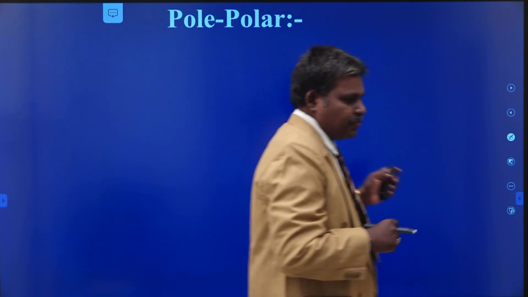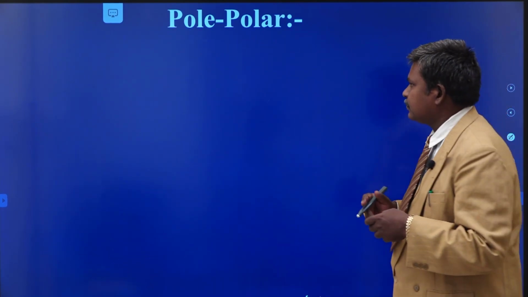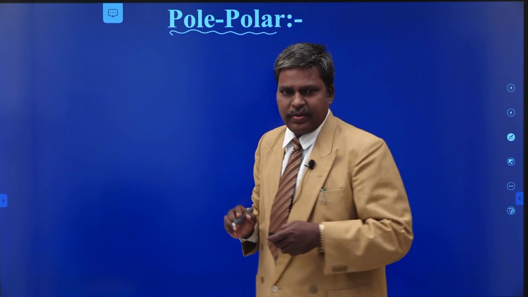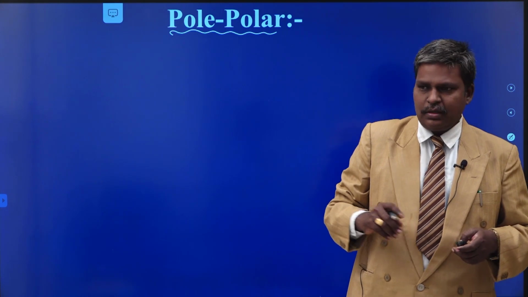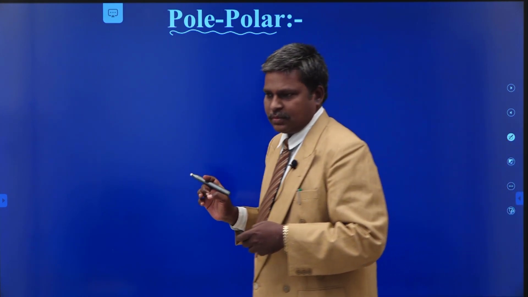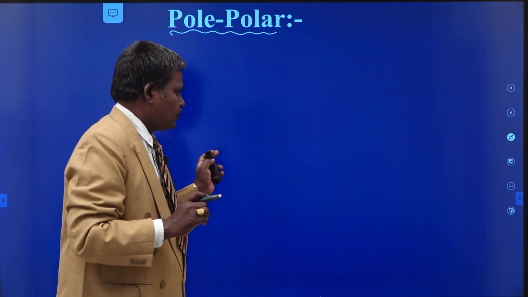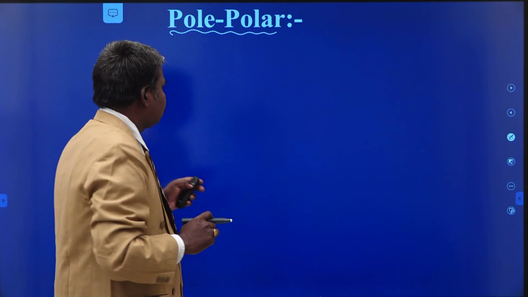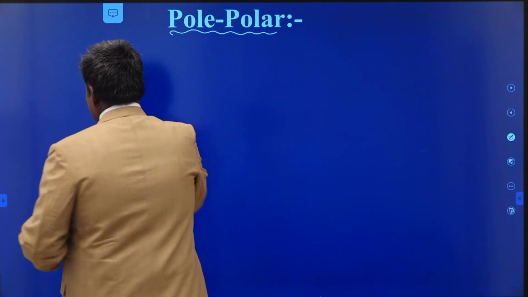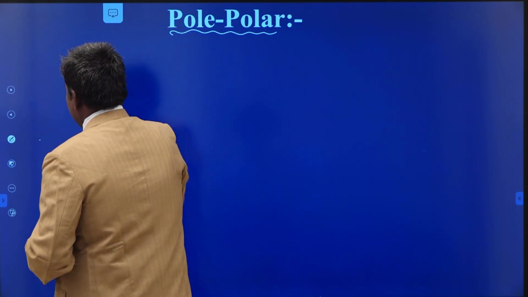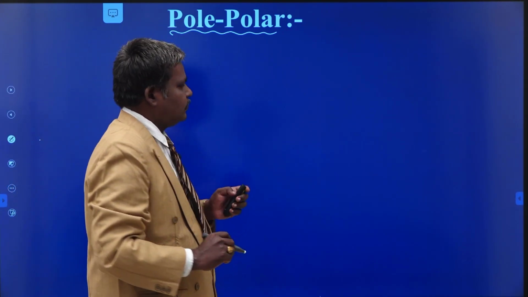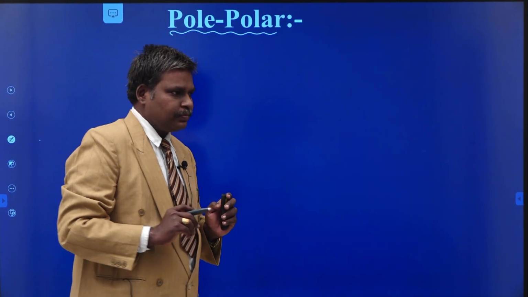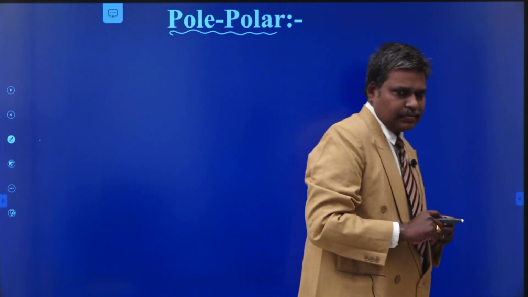Okay, the next concept is pole and polar. This is a very important definition. Try to understand this one. There is no confusion, but students may feel a little bit of difficulty in this definition itself. Let us try to do the definition very carefully. See here, how to define pole and polar with respect to a circle.